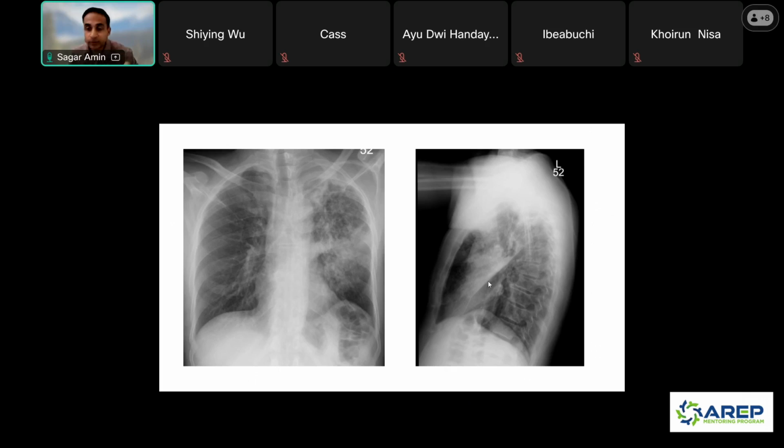And the lateral is helpful because you can see that a lot of these opacities, while they come down here, are more confined to that left upper lobe. And you can see the major fissure here. So anybody have any thoughts as to what this could be? A cavitation in the left upper lobe with opacities everywhere in that left upper lobe and a little bit in the left lower.